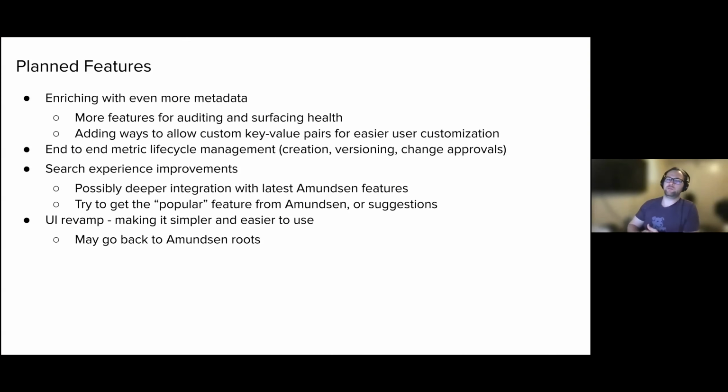So what are we planning on working on next? We want even more metadata. We are still in a balancing act where we have quite a lot, but not as much as we need. We're already having talks with other teams at Snap who want to onboard even more metadata. So we're prioritizing auditing and surfacing health, as well as adding more customizability, like being able to add your own custom types of key value pairs. Maybe a little section for custom attributes that you want to be able to add.